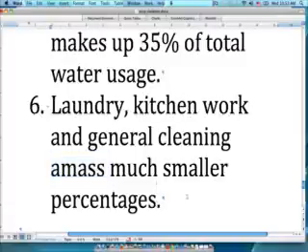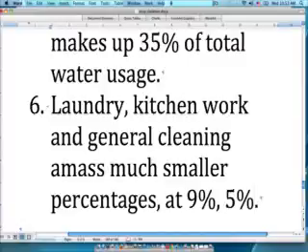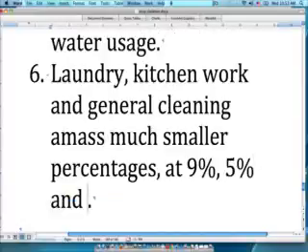And we can even just stick in the percentages here. So at now laundry was 9%, kitchen work was 5%, and general cleaning was 2%.